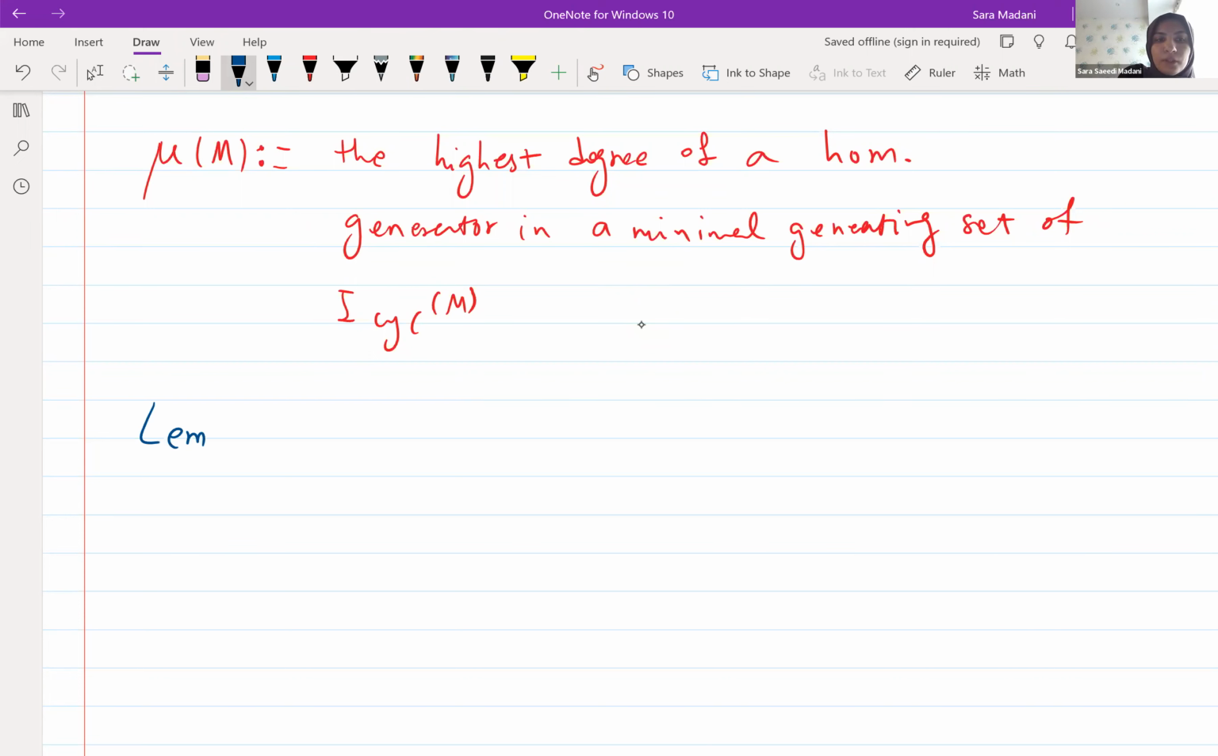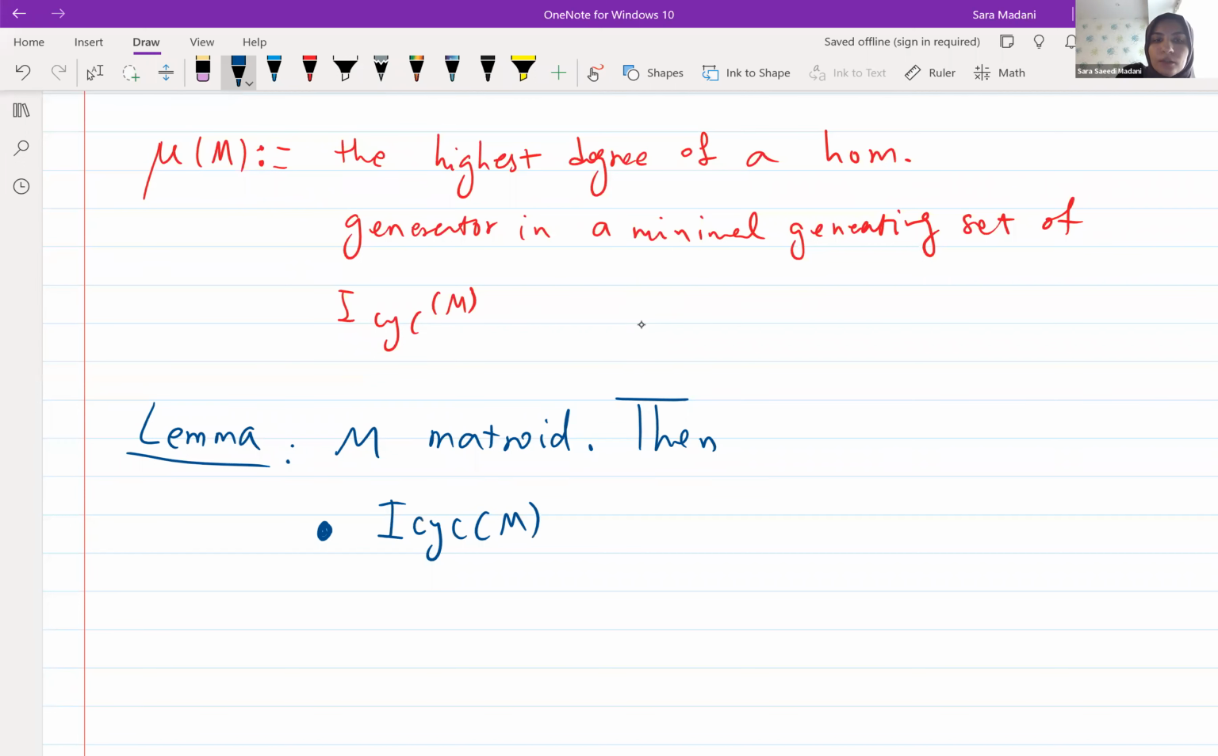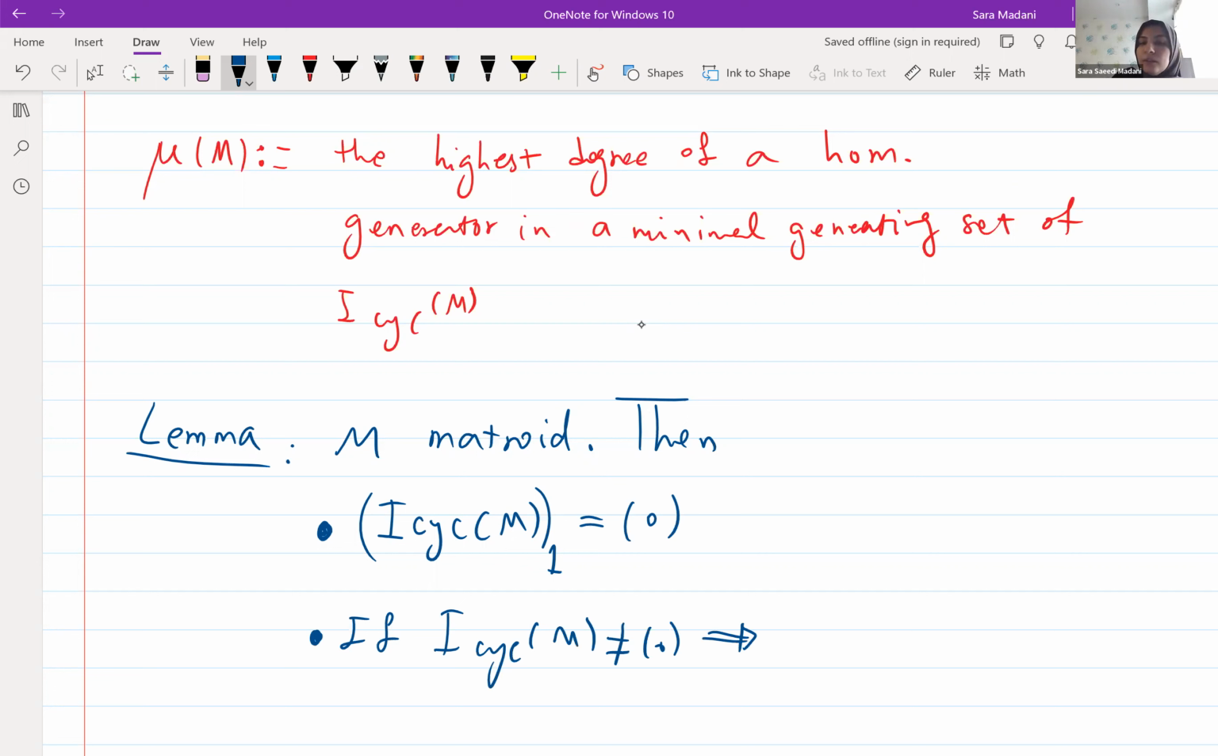We go a little bit further now, another lemma. Again, M is a matroid. Then, first of all, as I said, I am interested to see if it is non-zero. I mean, do I get some generators in degree one? So I would like to look at the degree one homogeneous component of this guy, which I'm claiming here is zero. And consequently, if the ideal is non-zero, then we can deduce that mu is bigger than or equal to two. I mean, if you prove one, and if the ideal is not zero, then it means that the degree of the generators should be at least two. So the highest one should be at least two.